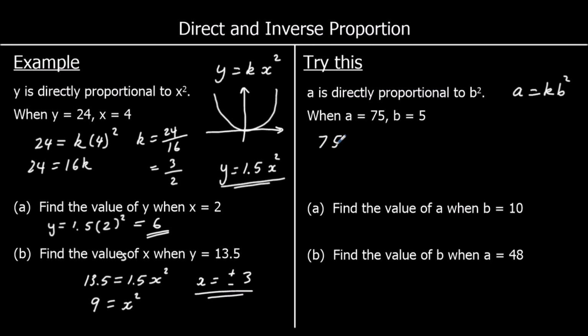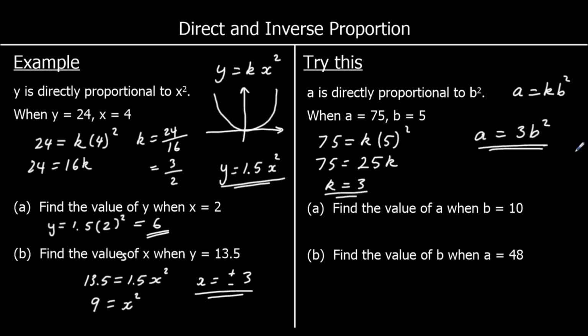So 75 equals k times 5 squared. 5 squared is 25. So 75 equals 25k. Divide both sides by 25. And that tells us k is 3. So the formula is a equals 3b squared. So that's the relationship between a and b. And we can use that to answer the questions.